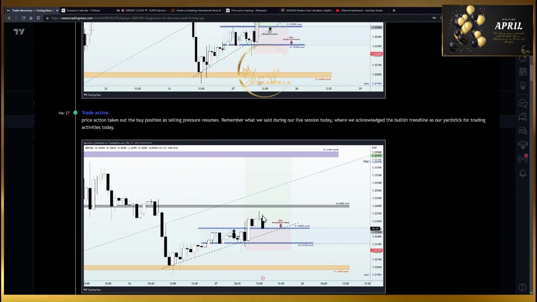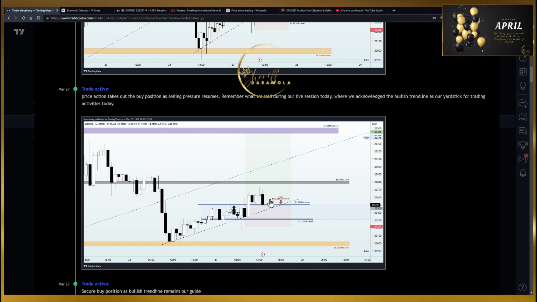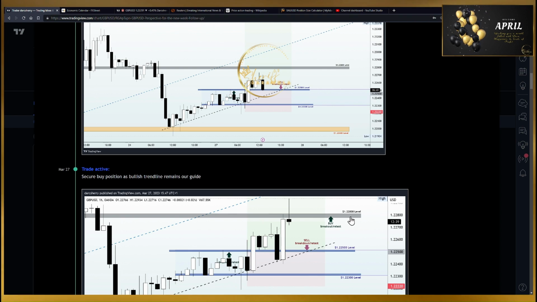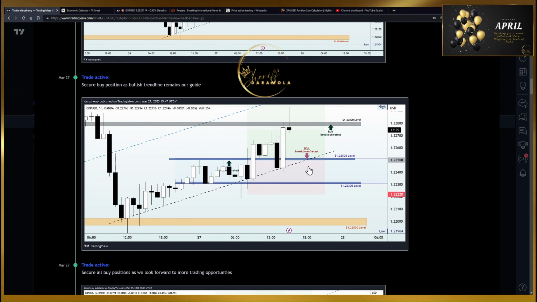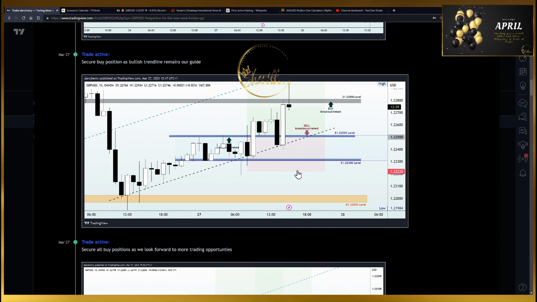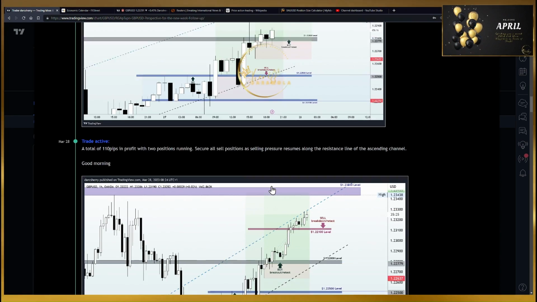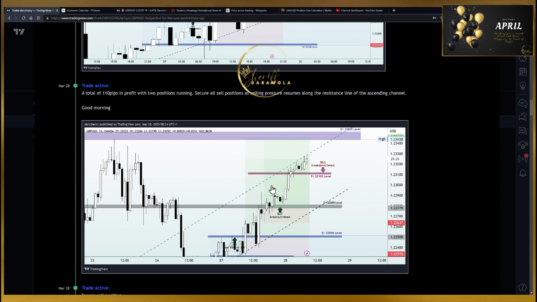We continued to ride the move all the way up as we anticipated another breakout of the 1.22800 level for another potential entry in this market. We saw the position triggered here, and we continued to ride the move all the way into the 1.23300 area before we started seeing some selling pressure resume during the early hours of our Tuesday's trading session.